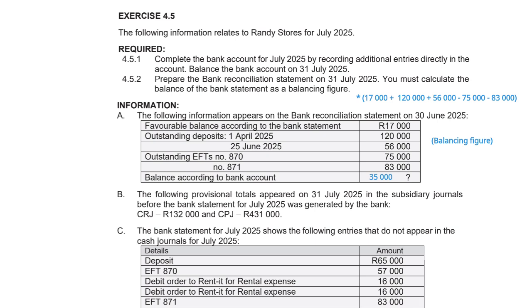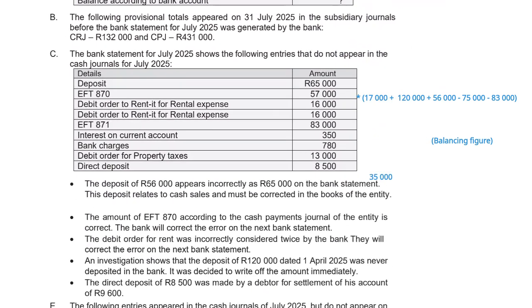Then C. The bank statement for July shows the following entries that do not appear in the cash journals for July. We have a deposit of 65,000, EFT 870 of 57,000, debit order for rental expense. This debit order is twice, 16,000 each. EFT 871 for 83,000, interest on current account for 350, bank charges 780, debit order for property taxes 13,000, and a direct deposit of 8,500.